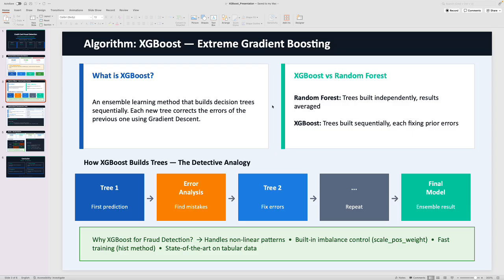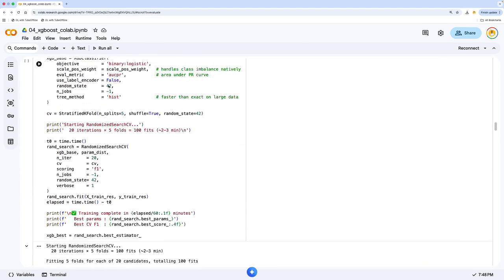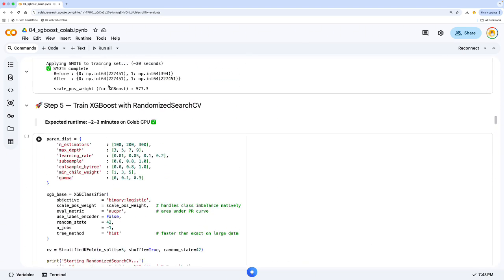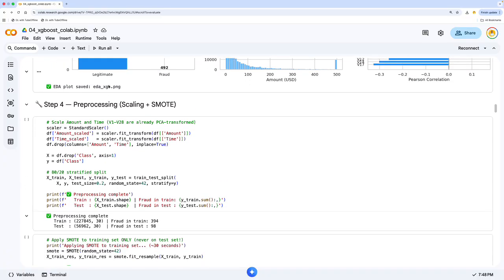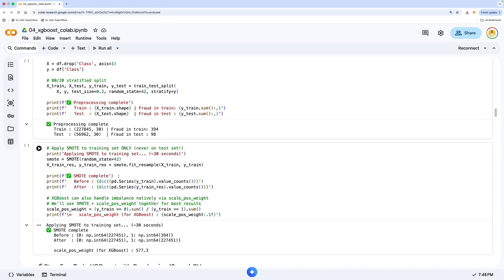To actually implement this, I had to be strategic. To tackle the class imbalance, I used the SMOTE augmented training data, but I went a step further. I utilized XGBoost's native scale_pos_weight parameter, setting it to 577.3. This heavily penalizes the model whenever it misses a fraud transaction.